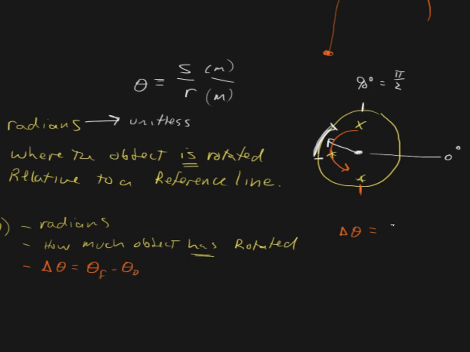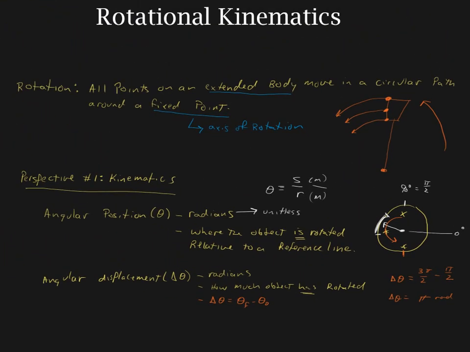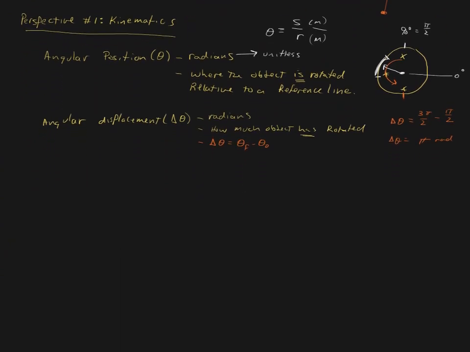And so delta theta becomes 3 pi over 2 minus pi over 2, or delta theta is equal to pi radians. Okay, and that's just half of a circle, and so that's very easy to see in this example. But the initial position was at pi over 2, and the final position was at 3 pi over 2. So time had to elapse for it to go from point A to point B. The next term on our list is going to be the angular velocity.